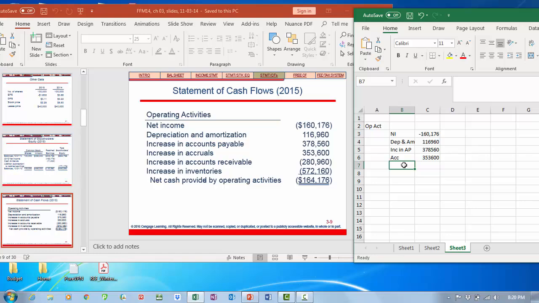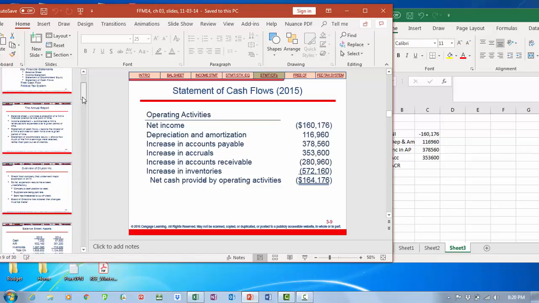Then you have increase in accounts receivable. Now this is going to be a negative number. Why? Because if accounts receivable are going to go up, then your net cash situation is going to go down, because this is the money that your clients have to pay you, which they haven't paid. And if that amount increases, your overall cash situation is going to drop down. So again, this you can get from the balance sheet on the asset side.